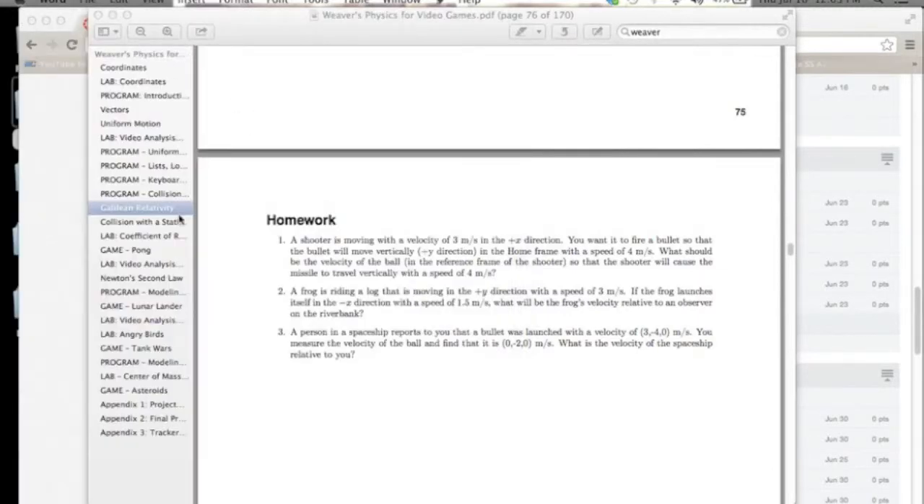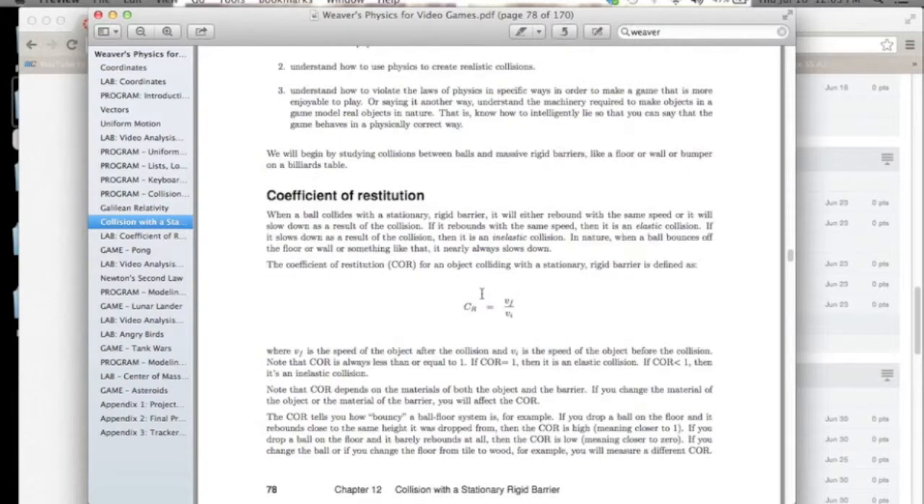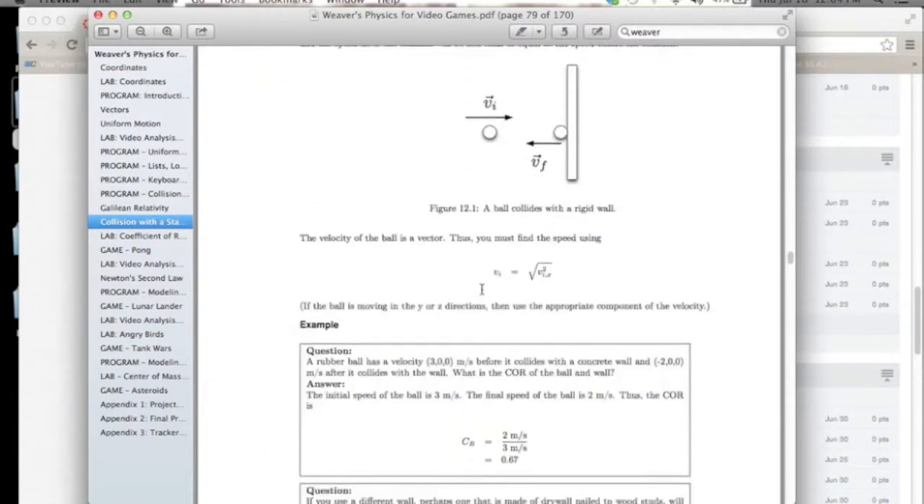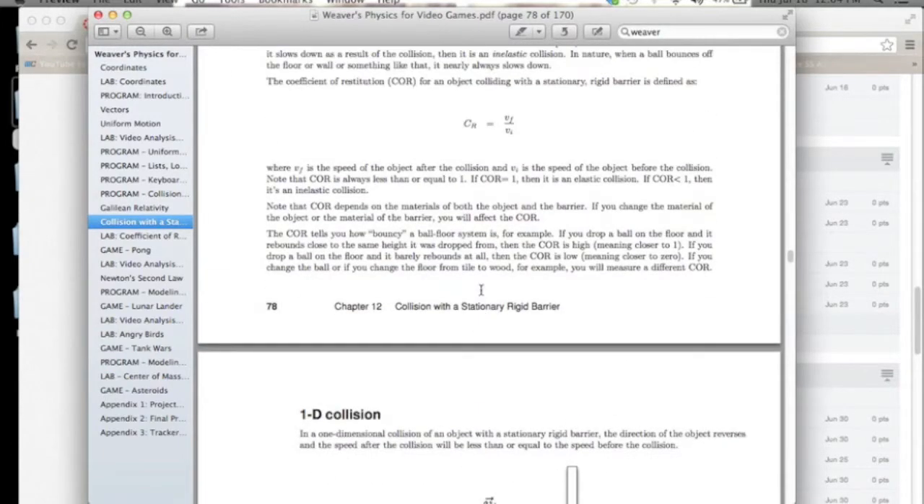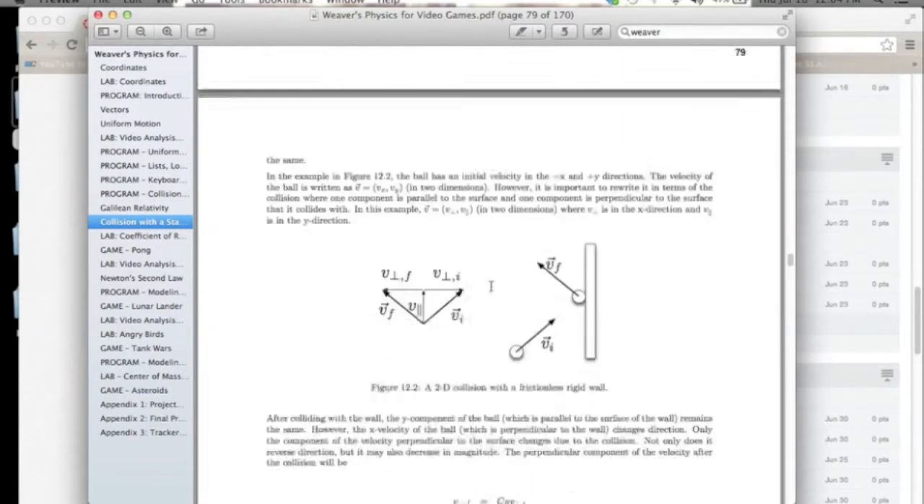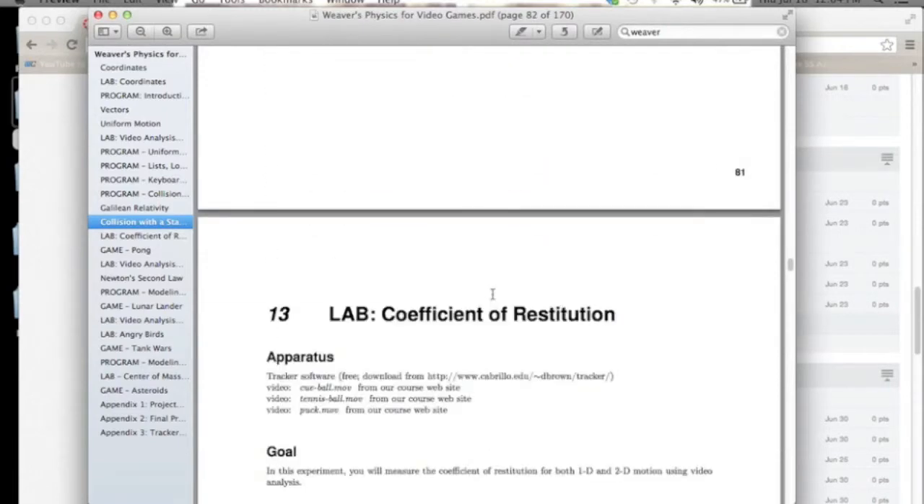And then we go into chapter 12, which is collision with a stationary rigid barrier. We went into the coefficient of restitution and talked about when an object collides with a stationary rigid barrier. We also had to answer some questions about friction and frictionless situations.